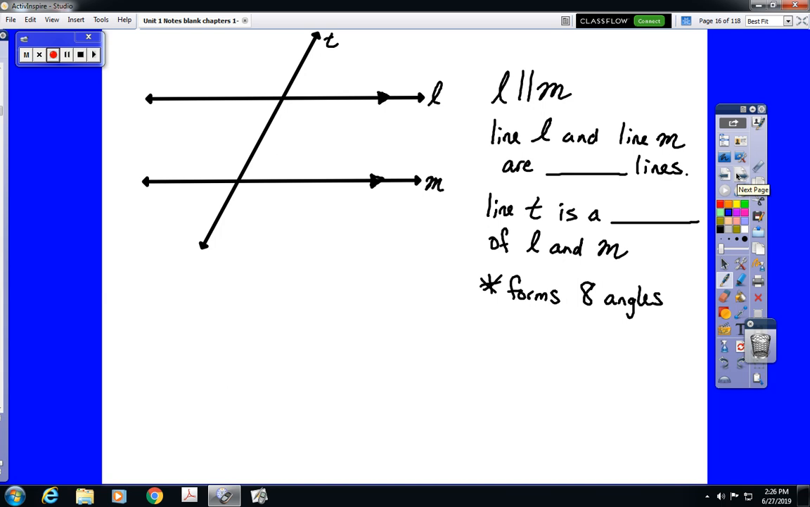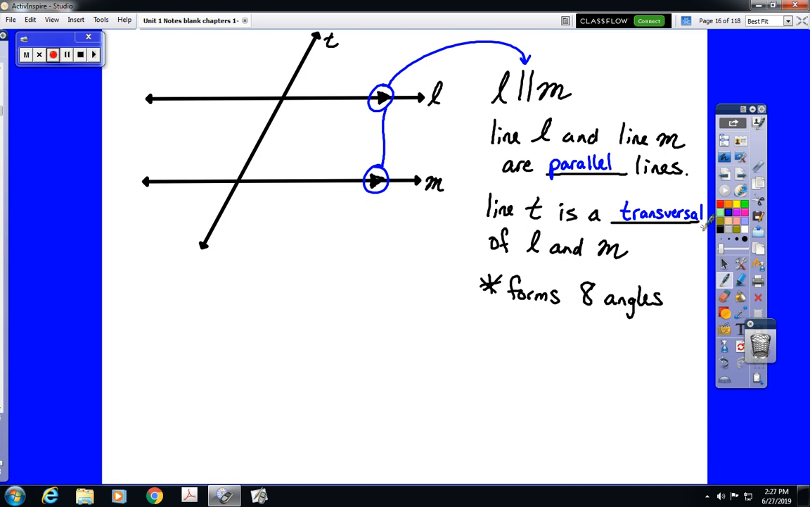Okay, next thing from geometry we need to discuss is the idea of parallel lines with a transversal. So here, you'll notice these colored in arrowheads. Those markings mean the same thing as this symbol right here, which says that lines L and M are parallel lines, which means that they are coplanar lines that will never intersect. Line T, on the other hand, is a transversal of lines L and M.